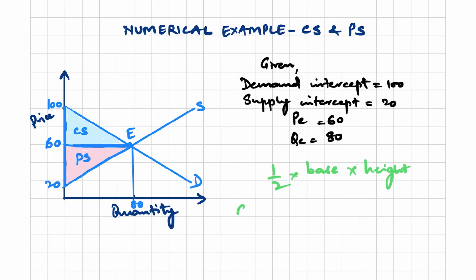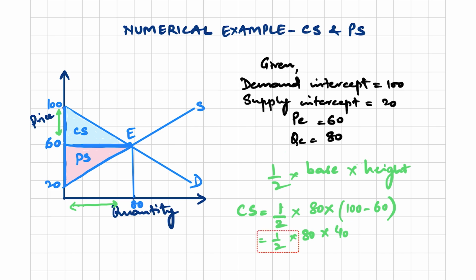Let's see what our consumer surplus will be. Consumer surplus would be half into base into height. Now what is the base? Base is this quantity we are talking about, which is QE, the equilibrium quantity, which would be 80. The height of this triangle is 100 minus 60. So if you solve this, half into 80 into 40, which will be 1600. So our consumer surplus is 1600.